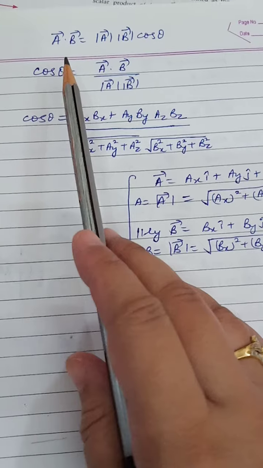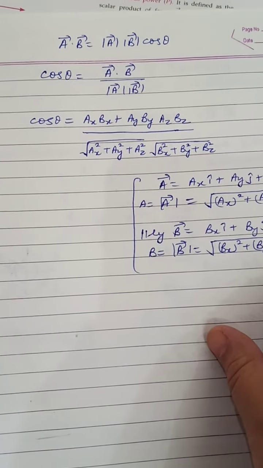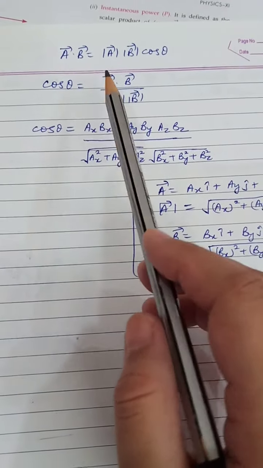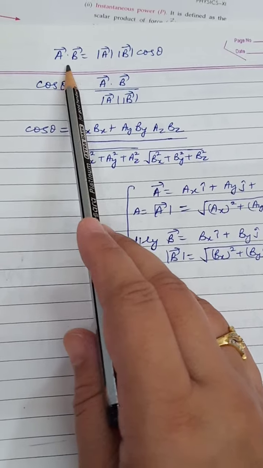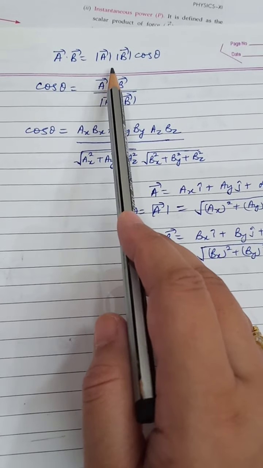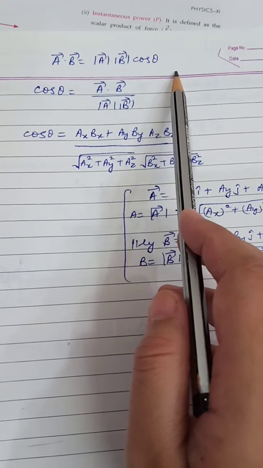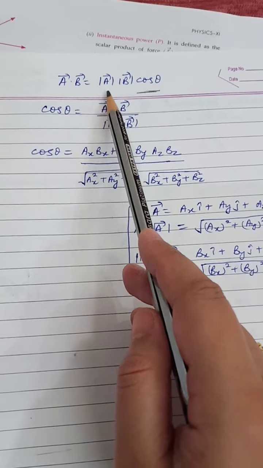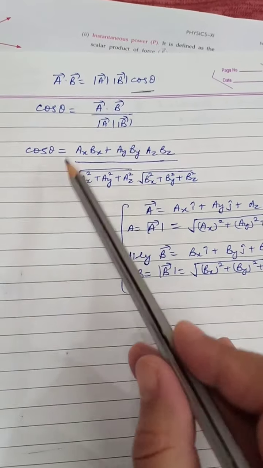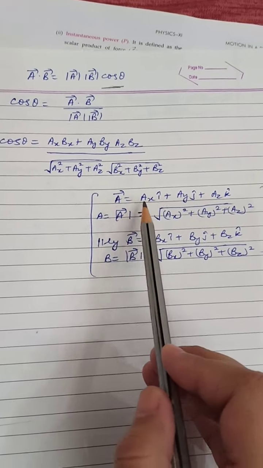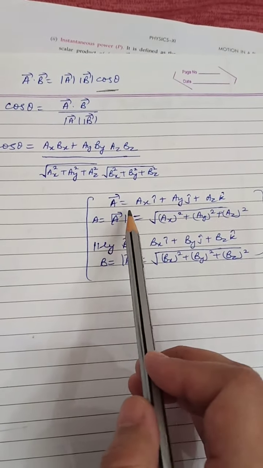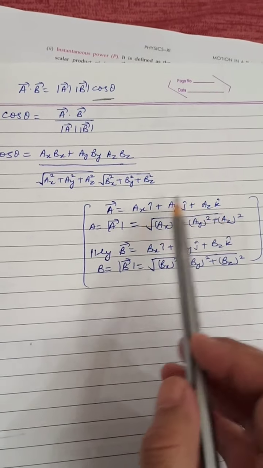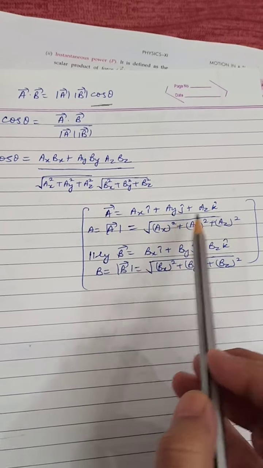Next is the cosine of the angle theta between a vector and b vector. We know that the scalar product of two vectors, a vector dot b vector, is equal to magnitude of a vector times magnitude of b vector times cos theta. So the value of cos theta is a vector dot b vector upon magnitude of a vector times magnitude of b vector. A vector in component form in 3 dimensions can be written as a vector equal to ax i cap plus ay j cap plus az k cap.